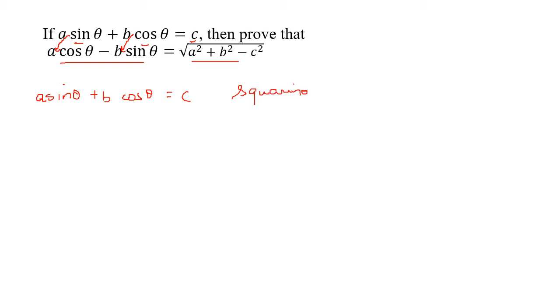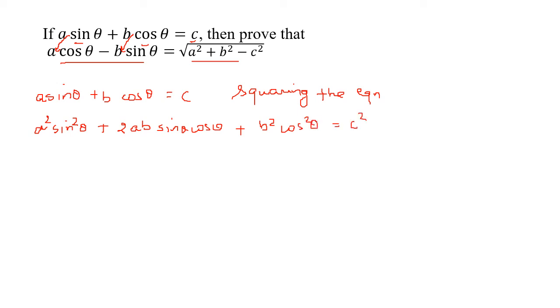Squaring the equation. What will you do? Square the equation. On squaring the equation, what do you get? A square sin square theta plus 2ab sin theta cos theta plus b square cos square theta equal to c square. Right? What I used: a plus b the whole square is a square plus 2ab plus b square. Now you can see here I have got a sin square theta. I want to change it into cos theta. So what do I do?